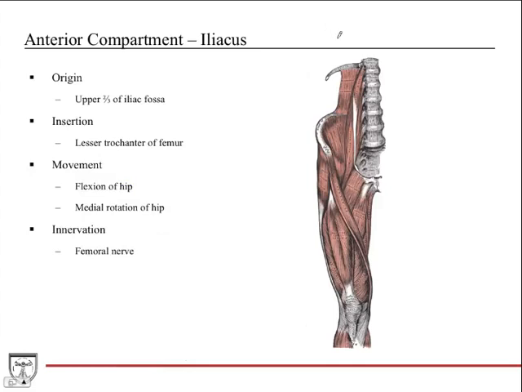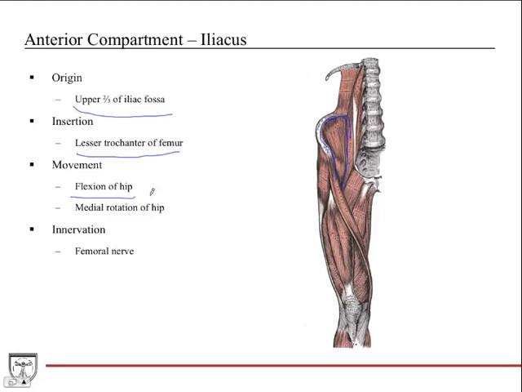So first, the iliacus muscle. This originates from the upper 2/3 of the iliac fossa, and you can see it actually right here. It's a sheet-like muscle that starts up here in the pelvis area, and then it comes down into the thigh like this. So it originates up here in the pelvis and then travels down into the thigh. And then it inserts onto the lesser trochanter of the femur. So it's going to go back around and insert on that lesser trochanter on the posterior aspect.